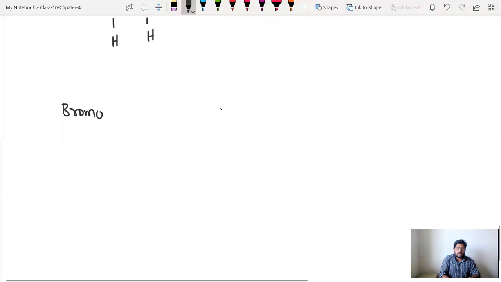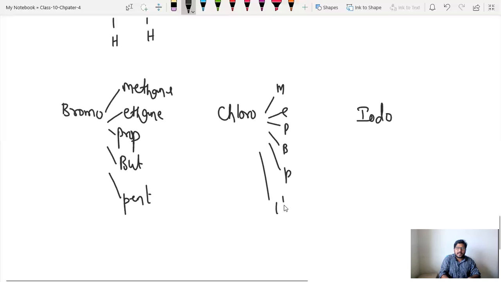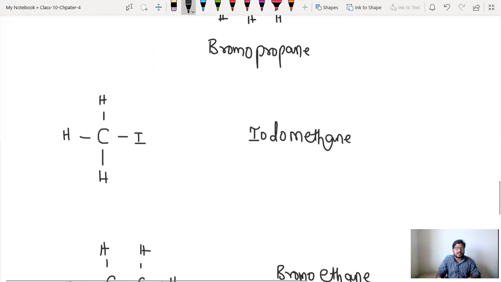Like that, we can get bromo, chloro, iodo, you see, bromomethane, bromoethane, bromopropane, bromobutane, bromopentane, bromohexane, chloromethane, chloroethane, chloropropane, chlorobutane, chloropentane, chlorohexane, iodomethane, iodoethane, iodopropane, iodobutane, iodopentane, iodohexane. Like that, you can add a functional group.